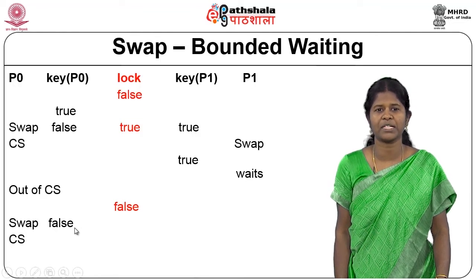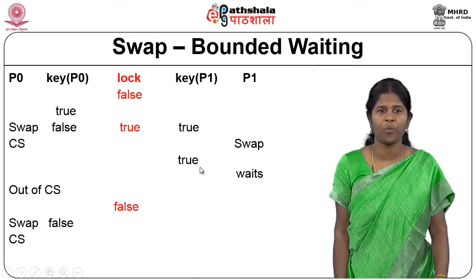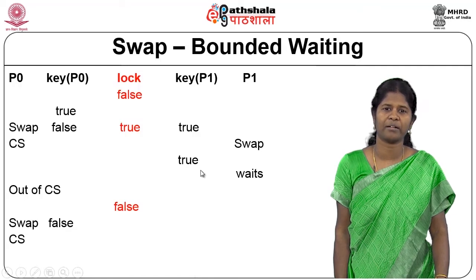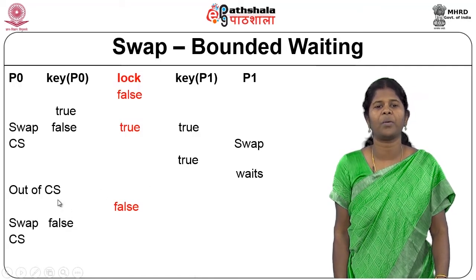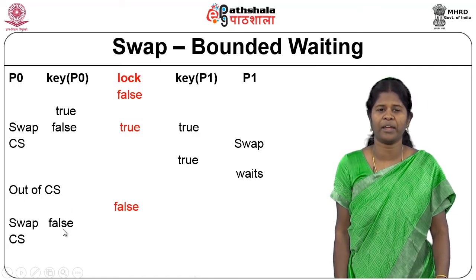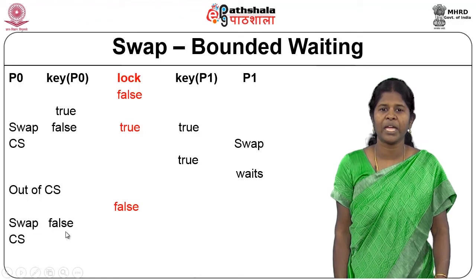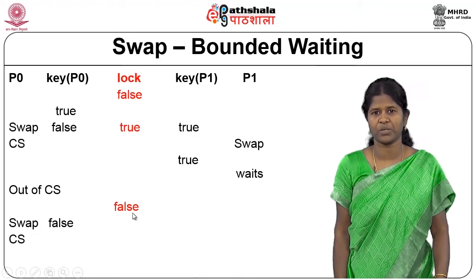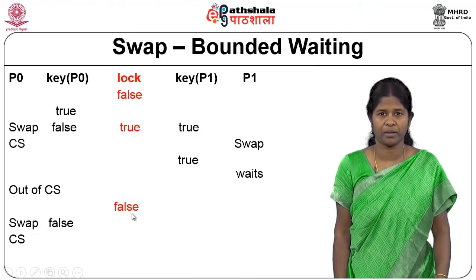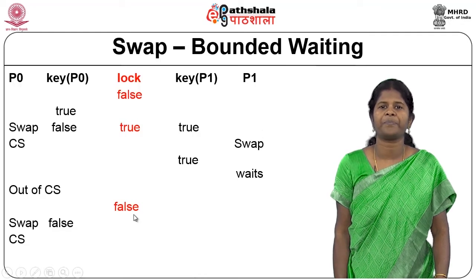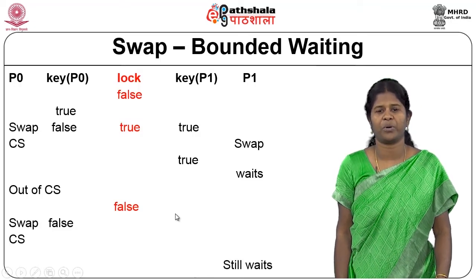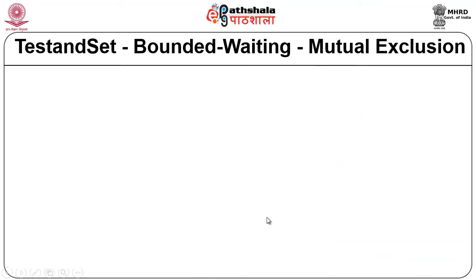So, here we see that even though there is another process P1 which wanted to enter the critical section earlier, P naught just tries to do a swap of lock and key, and lock was false when it tried to do the swap, and P naught was allowed to enter the critical section the second time even before P1 is allowed to enter. So, here we see that this algorithm does not satisfy the condition of bounded waiting, but it satisfies mutual exclusion, and P1 continues to wait.